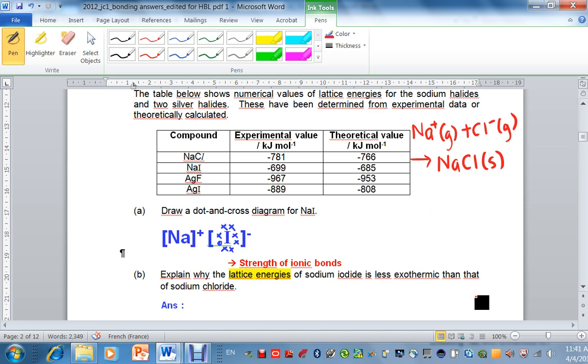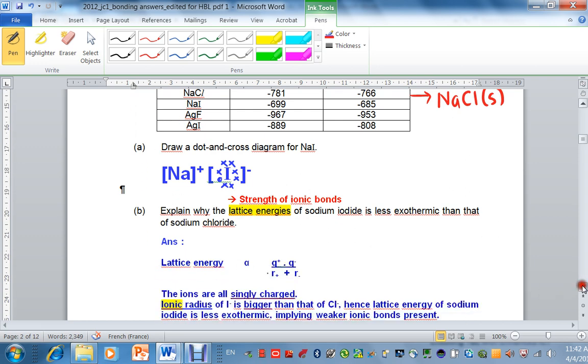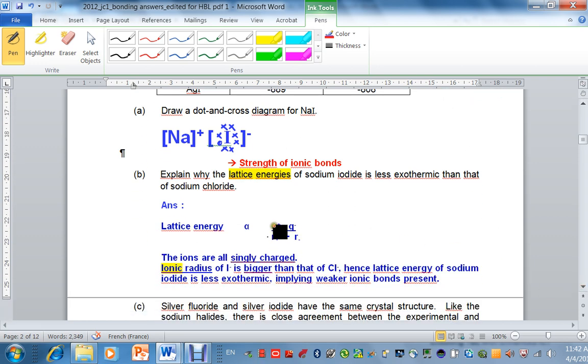Part B is what I'm interested in. Why is the lattice energy of sodium iodide less exothermic than that of sodium chloride? If you just look at the value, it simply means that the ionic bond in sodium iodide is weaker than sodium chloride. So you have to look at the factors that affect the strength of ionic bonds. Simply put, there are two factors, charge and size.